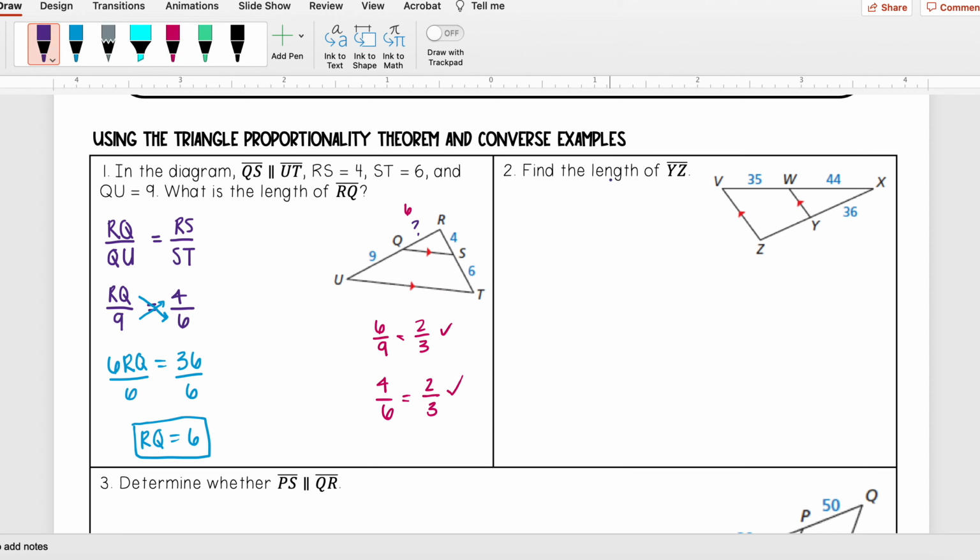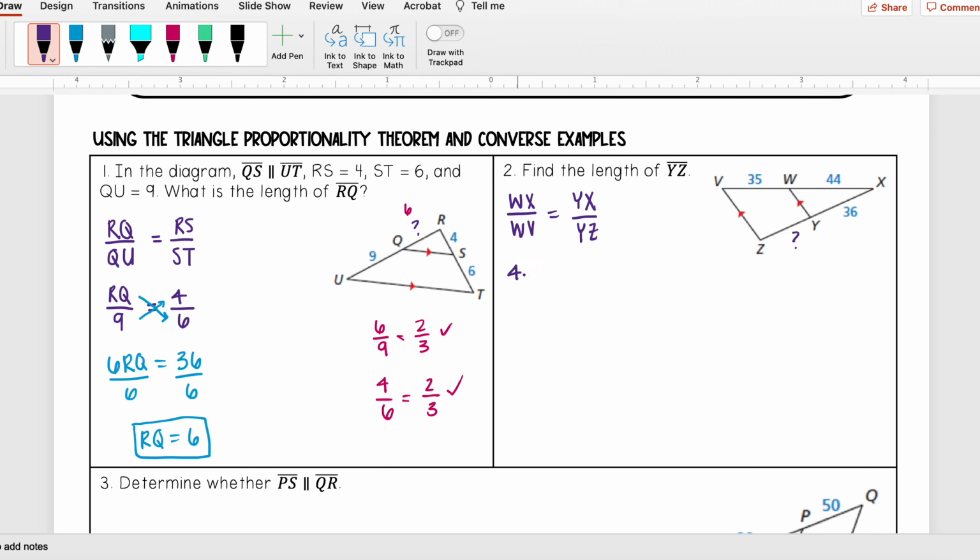Okay, let's try this next one. So here I want to find the length of YZ. So I again need to set my proportion. I'm going to start with WX on top. You could start with VW on top. Either way works. You just need to make sure you're consistent with the other side. I want to go ahead and do WX. So I have WX over WV is equal to, since I have WX on top on the left-hand side, that means I need to do YX on top because that's the corresponding side. So I have YX over YZ.